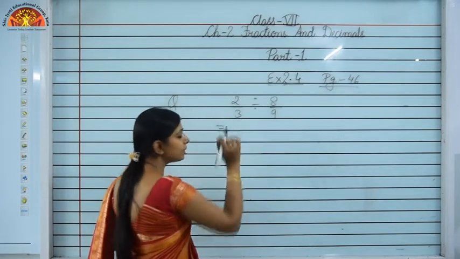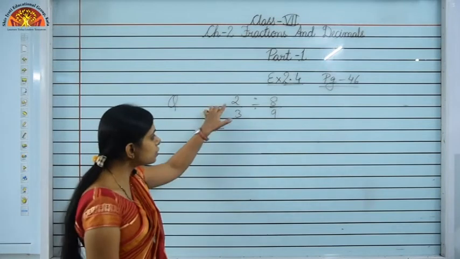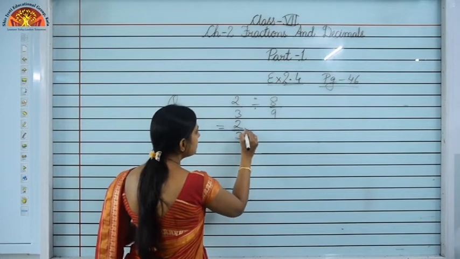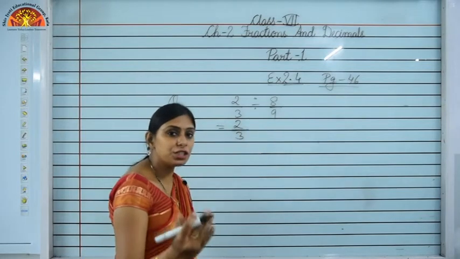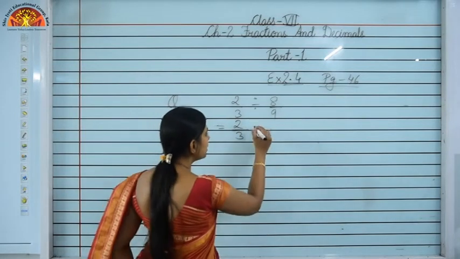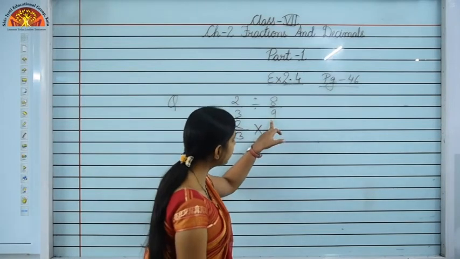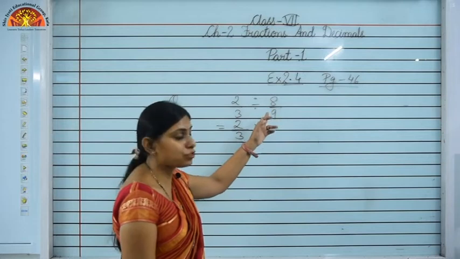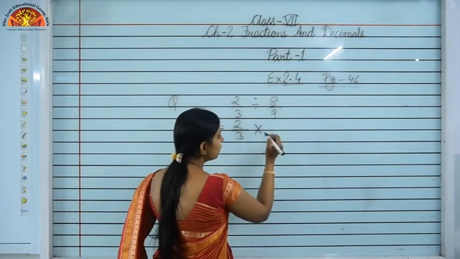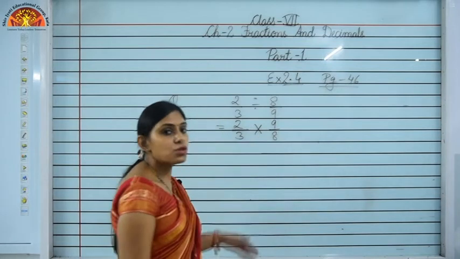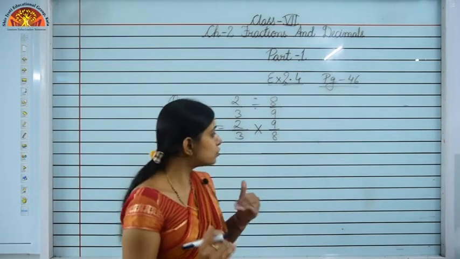First fraction will remain as it is. Okay, first fraction will remain as it is and this division sign will change into multiplication. Division we will change into multiplication. And you will take the reciprocal of the second fraction. Is it clear? So 8/9 is there, so what will its reciprocal be? 9/8. Is it clear?